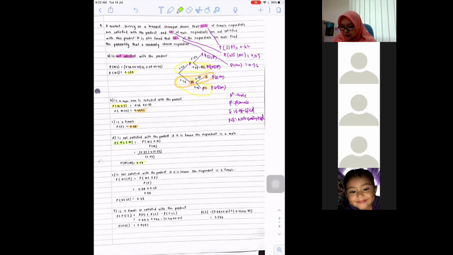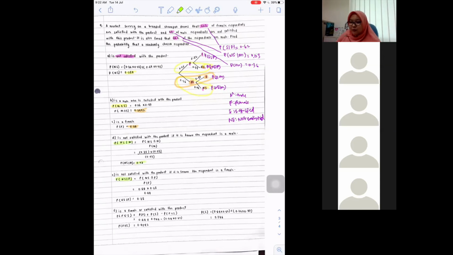Not satisfied with the product if it is known it is female. Not satisfied with the product given that it is a female. This is also straightforward. I don't know why they ask you again. S' given F, this is it. Very straightforward, 0.38.